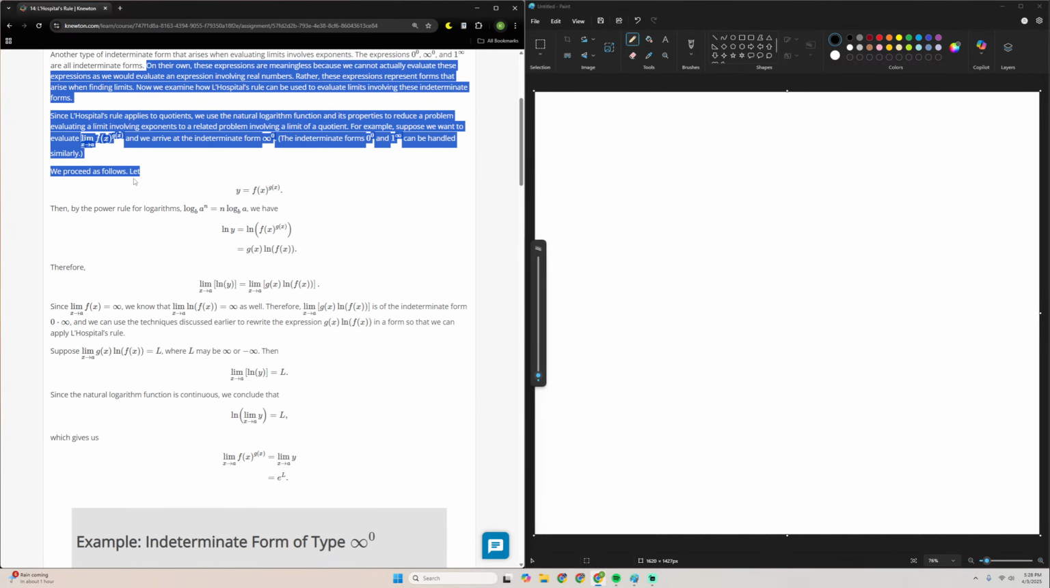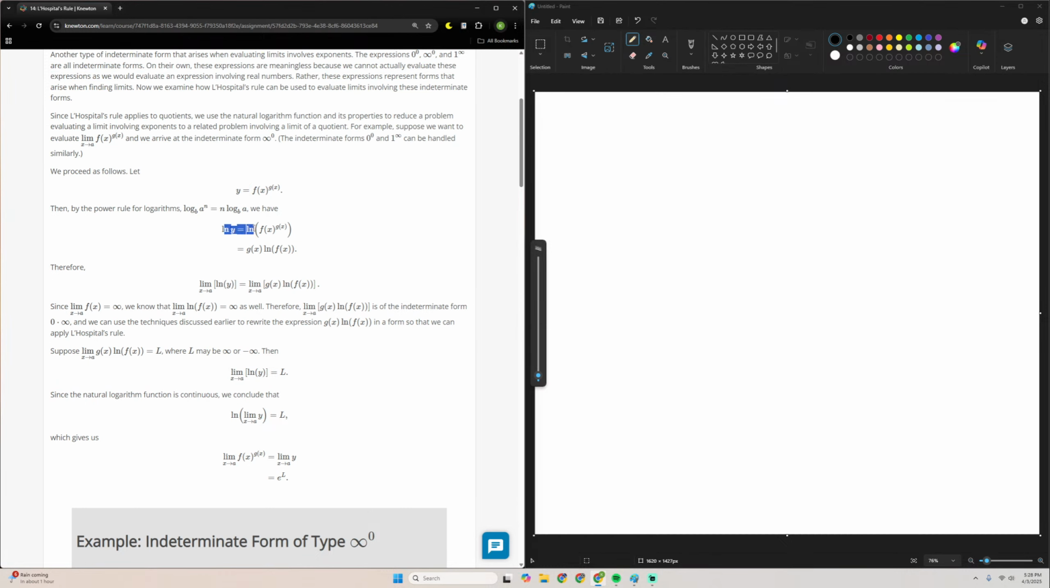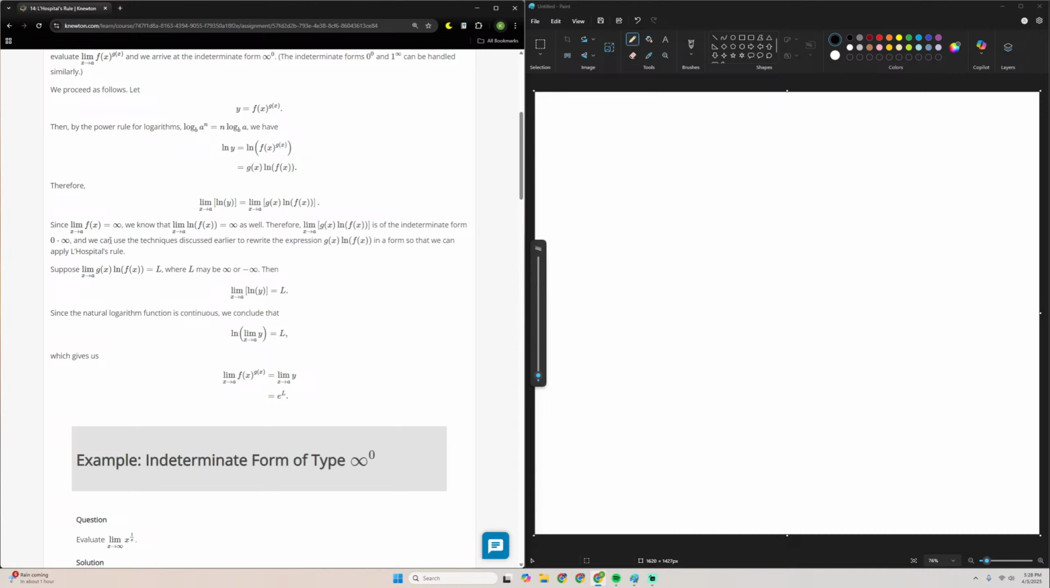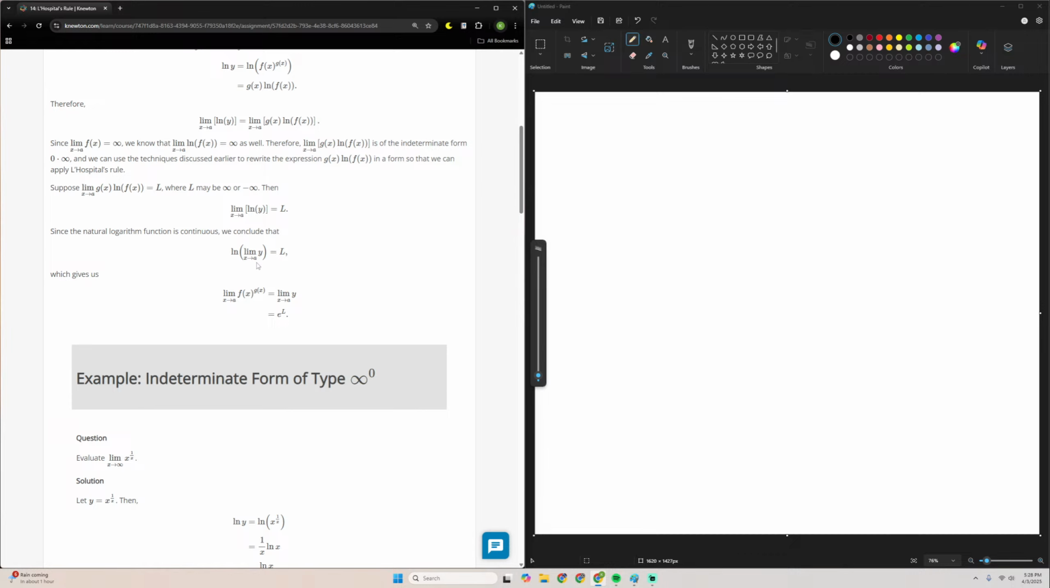We proceed as follows: let y equal that, then take the log. It comes down, it gets multiplied by the log. Therefore, since infinity, we can know that, therefore, we could use the techniques discussed earlier to rewrite the expression. Suppose L is maybe infinity. Since the natural logarithm is continuous, we can conclude that it is L. Whoa, which gives us f of x goes to e to the L.